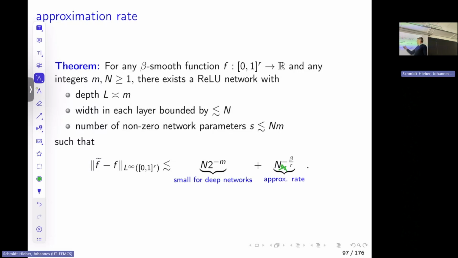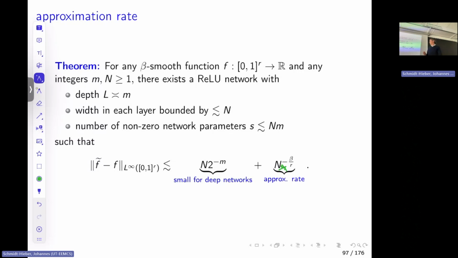The first part comes from what I discussed before, that with depth m we get a multiplication approximation error of the order 2 to the minus m, and then we have it loose. It doesn't really matter so much. We get also an N in front of that, but basically the whole thing is here the 2 to the minus m.